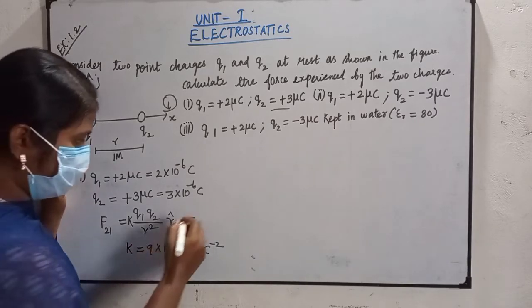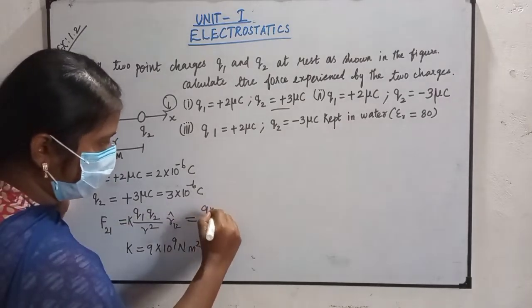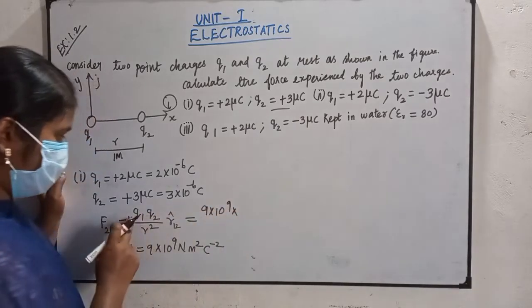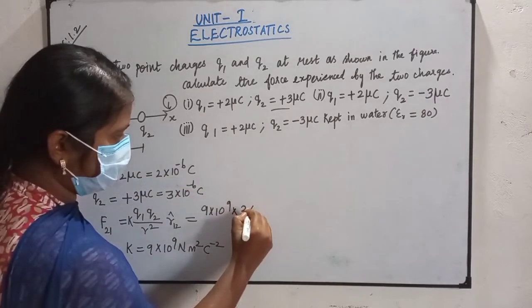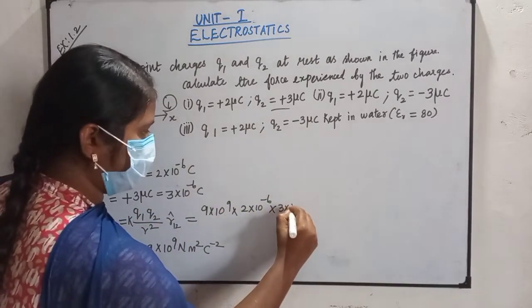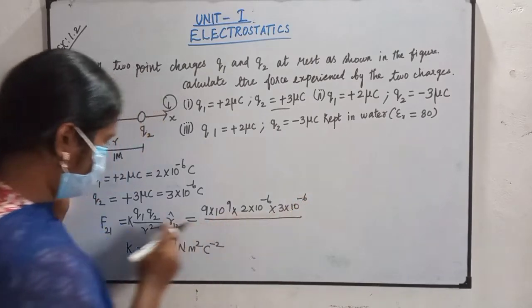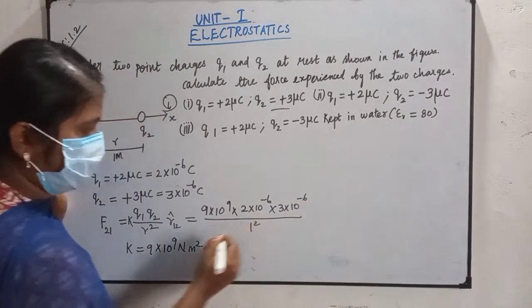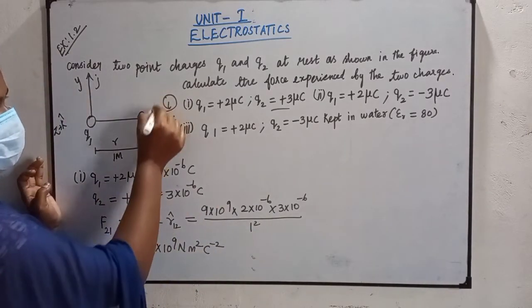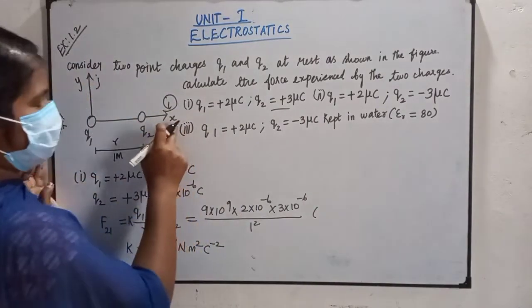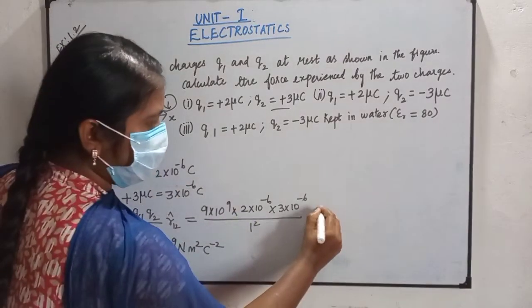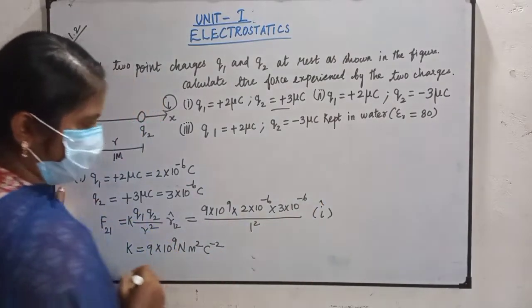Now we substitute the values. For k, 9 into 10 to the power 9, into the value of Q1, 2 into 10 to the power minus 6, and Q2, 3 into 10 to the power minus 6, divided by R squared, which is 1 squared, since R is 1 meter, into R12. This is i. For the positive x direction we put plus i, and for the negative x direction we put minus i. So here we have the positive i direction.